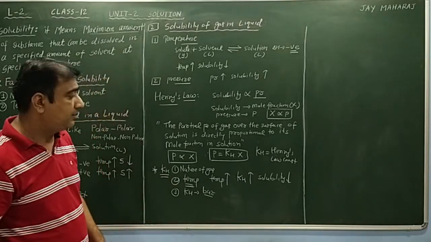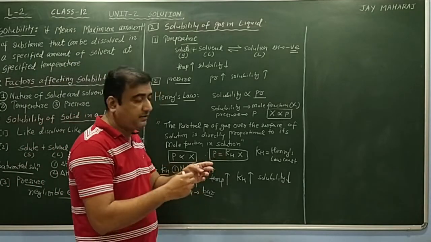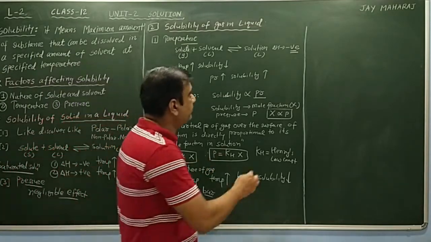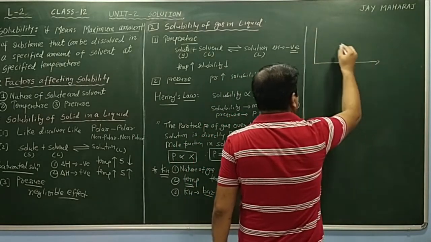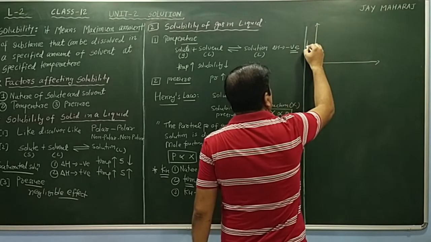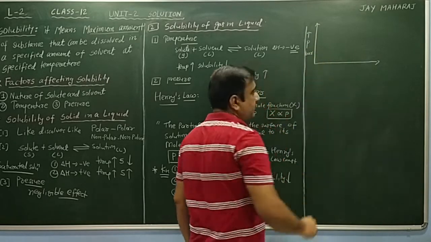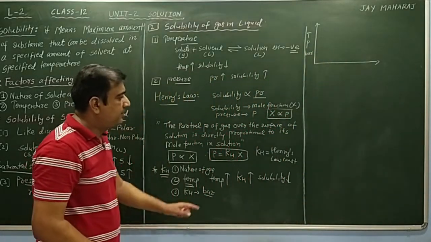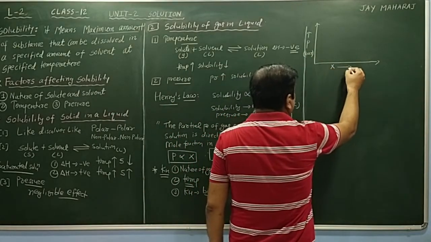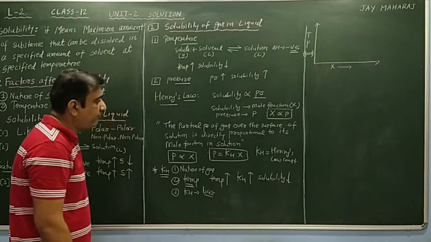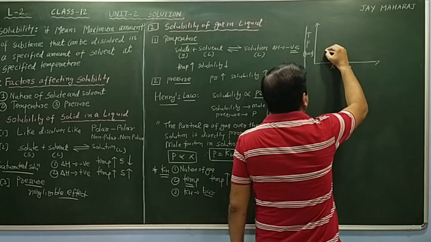Now how to calculate the value of KH? It is simple. This is an equation in y equals mx form. When we plot a graph of the partial pressure of the gas, suppose in bar unit, versus mole fraction, this equation has the form y equals mx, so the graph will be like this.